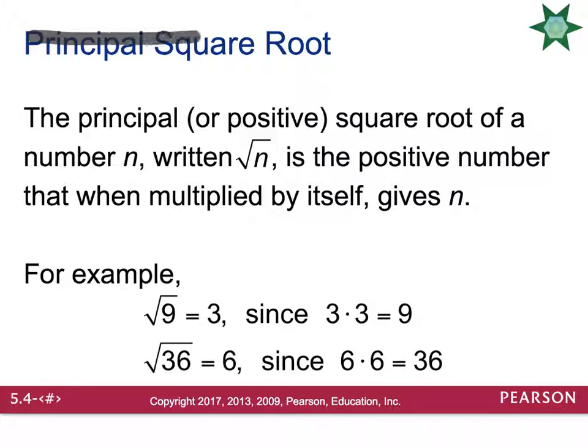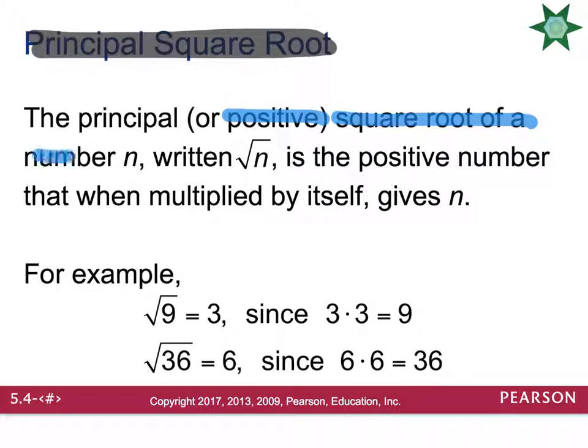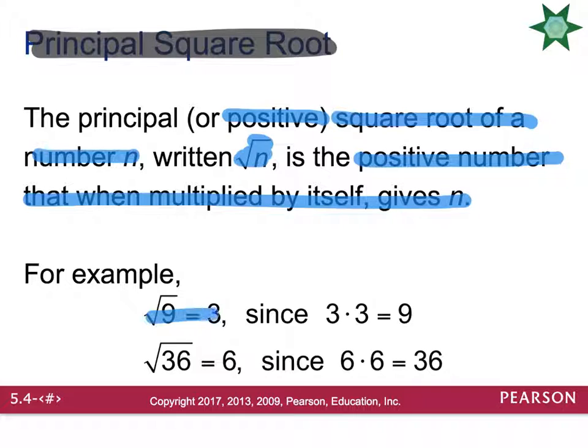We talk about the principal square root. We're talking about the positive square root of a number n, and we can write that as the square root of n. It's the positive number that when multiplied by itself gives n. So for example, for the square root of 9, we're going to say 3 but not minus 3, even though minus 3 times minus 3 does give us 9.